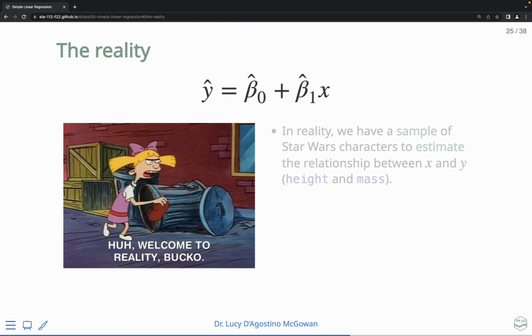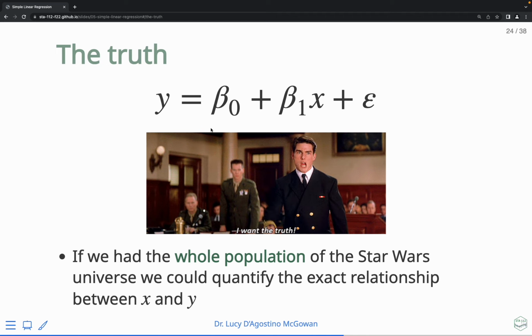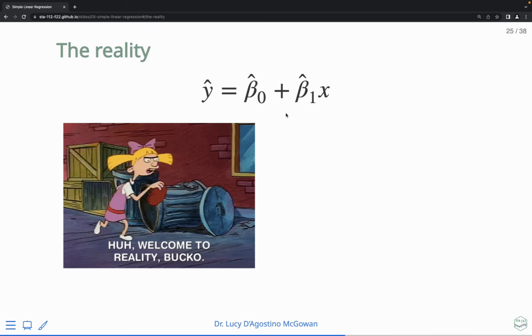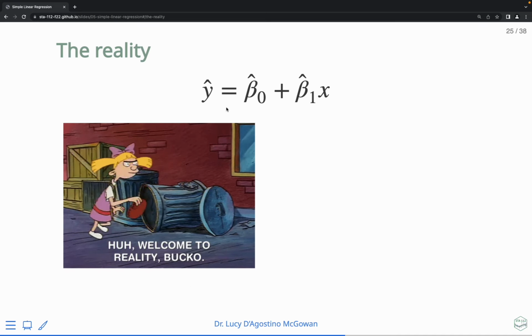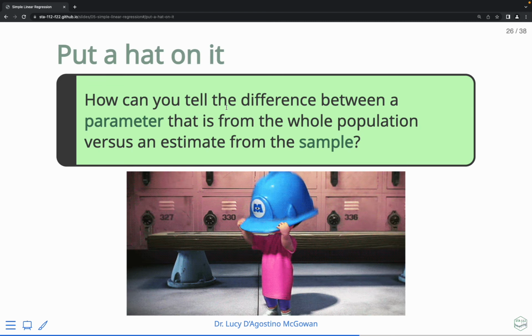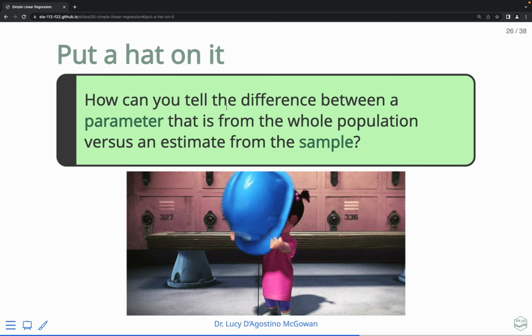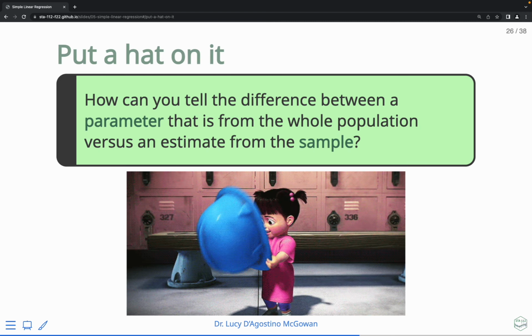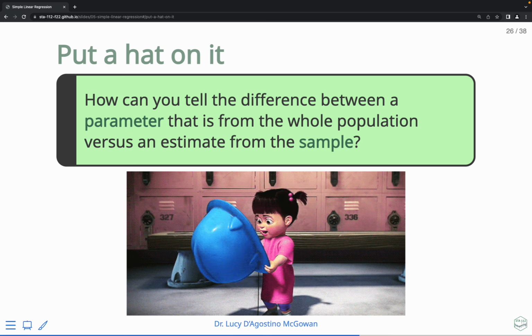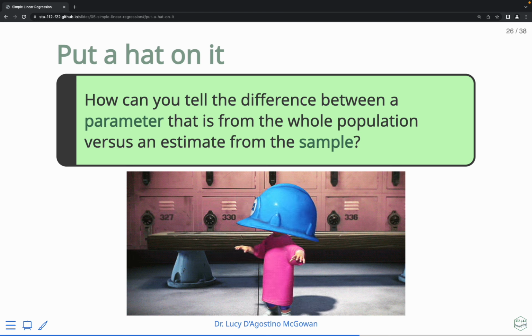So this is sort of important. Like basically when you don't have hats, when these parameters don't have hats, then those are kind of the goal or the thing we're trying to estimate. When we're actually estimating values, they'll have little hats on them. So the way you can tell the difference between a parameter that's from the whole population versus an estimate from a sample is the estimates will have these little hats on them.